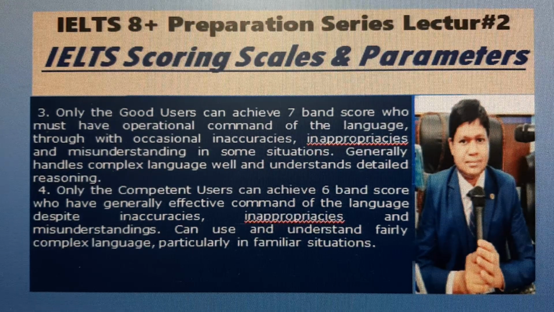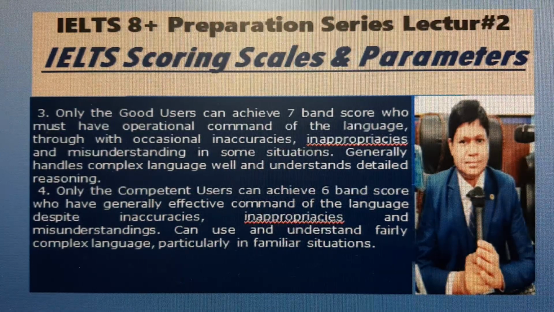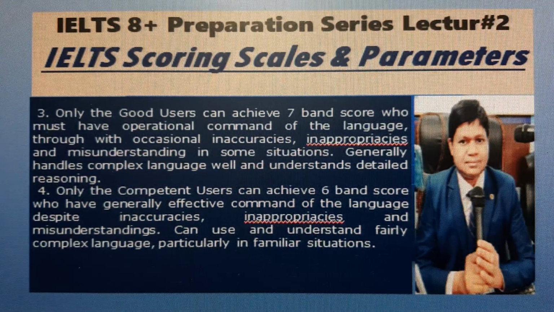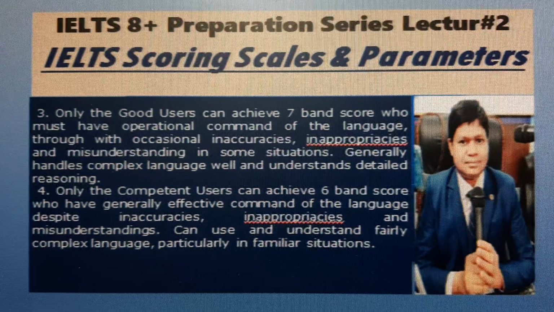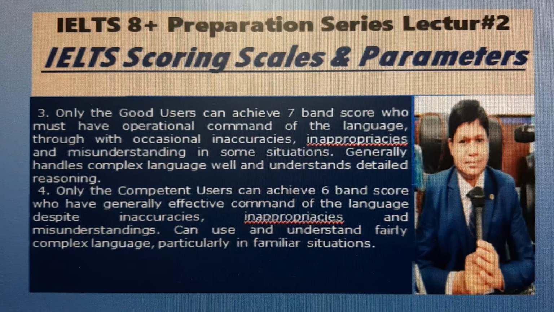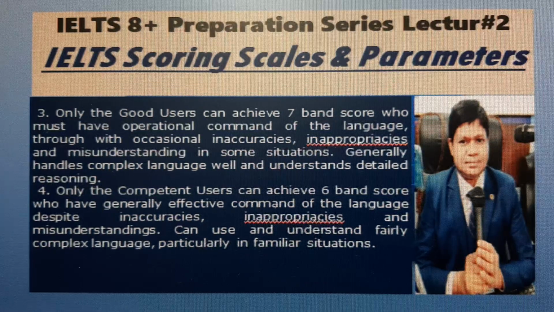Number 6. Score 4 band. User type: limited user. Experience required: basic competence is limited to familiar situations only. Has frequent problems in understanding and expression. Is not able to use complex language. Number 7. Score 3 band. User type: extremely limited user. Experience required: conveys and understands only general meaning in very familiar situations. Frequent breakdowns in communication occur.